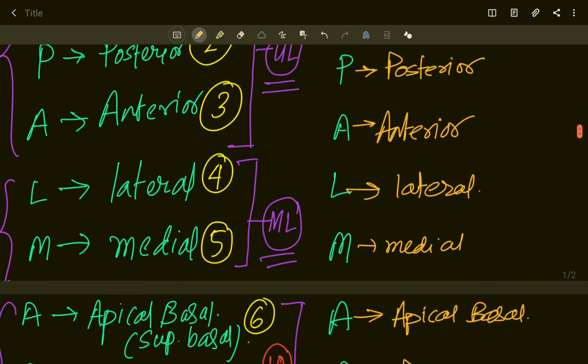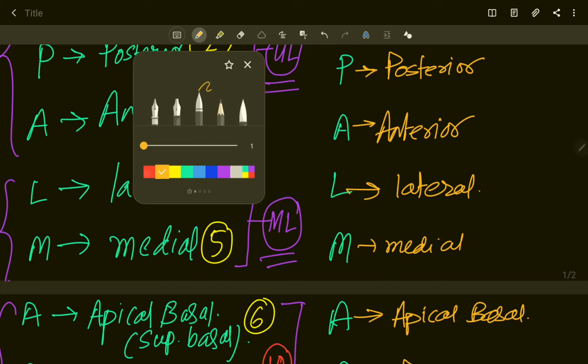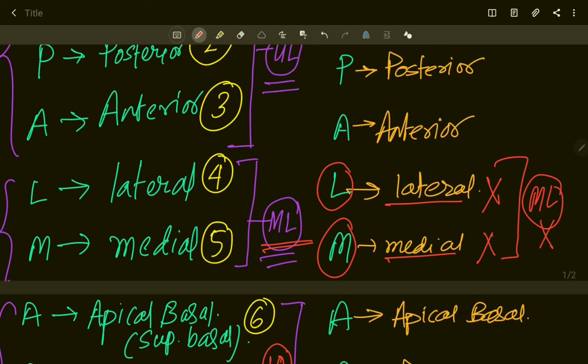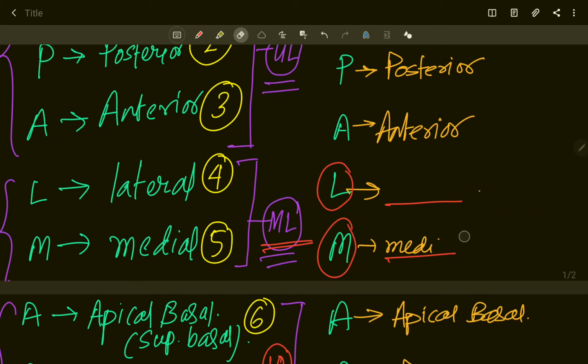If there is no middle lobe in your left lung, then these two structures, the lateral and medial bronchopulmonary segments, correspond to which lobe? They correspond to the middle lobe of the right lung, okay. So these two structures are not present in your left lung, because there is no middle lobe. So I am erasing these two structures.